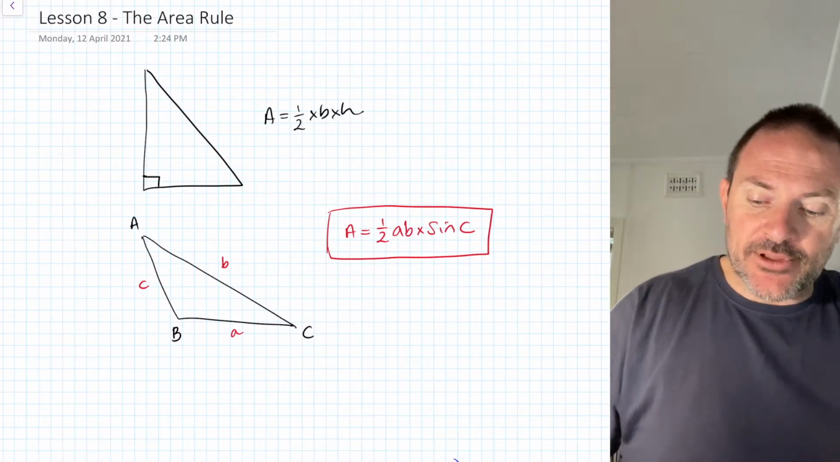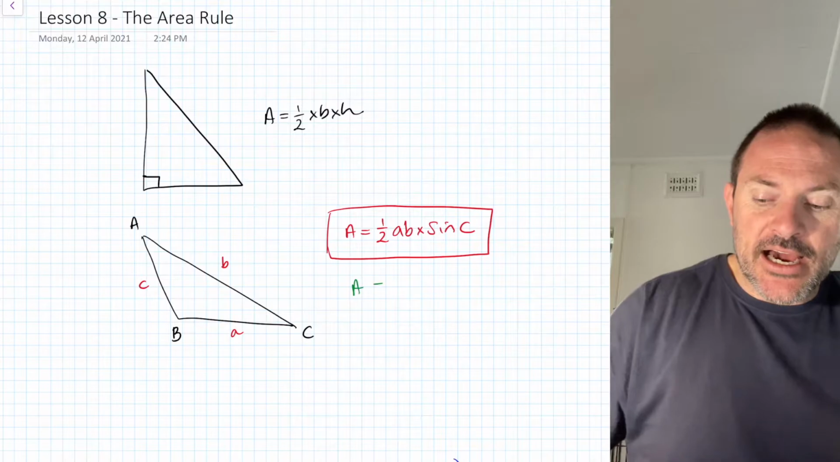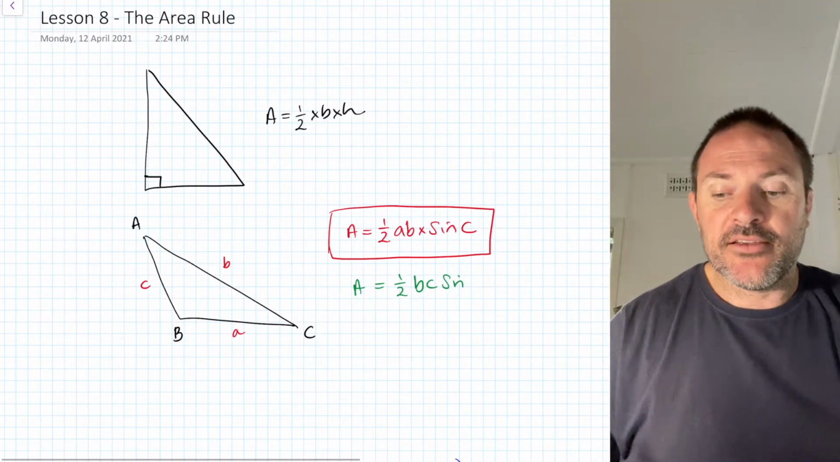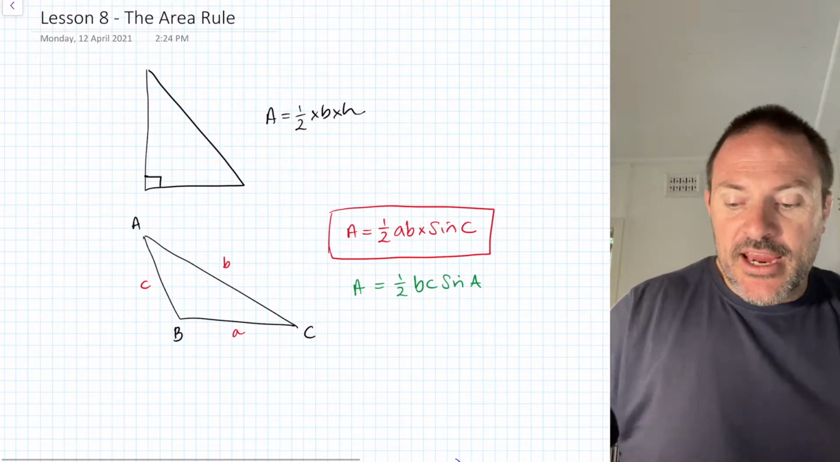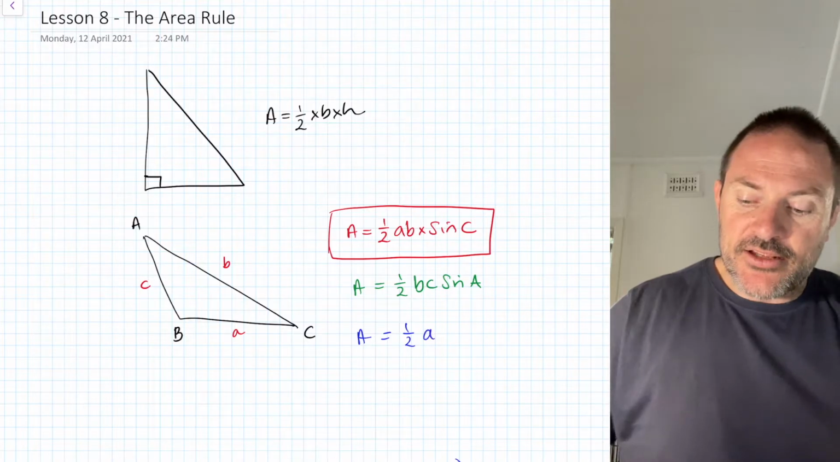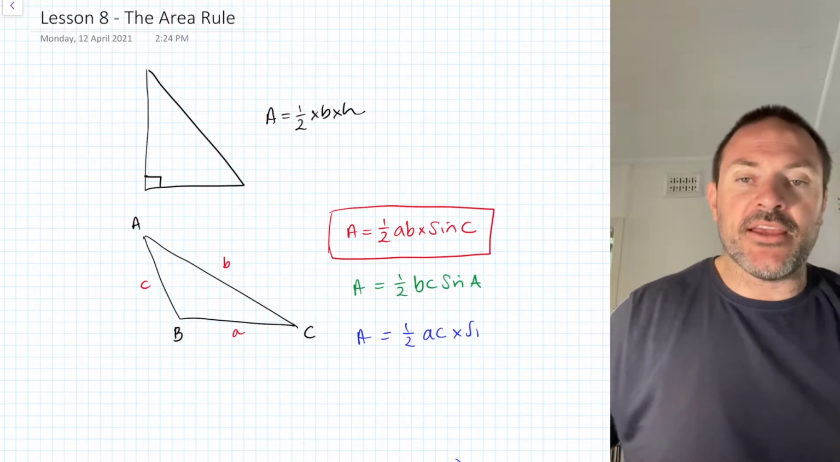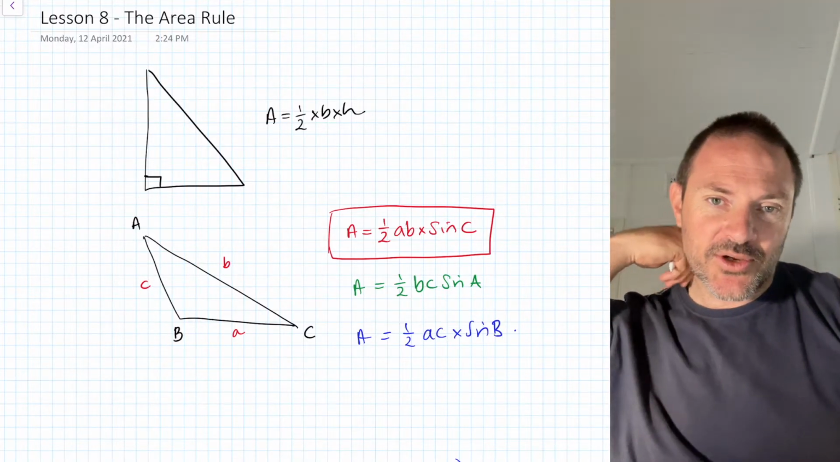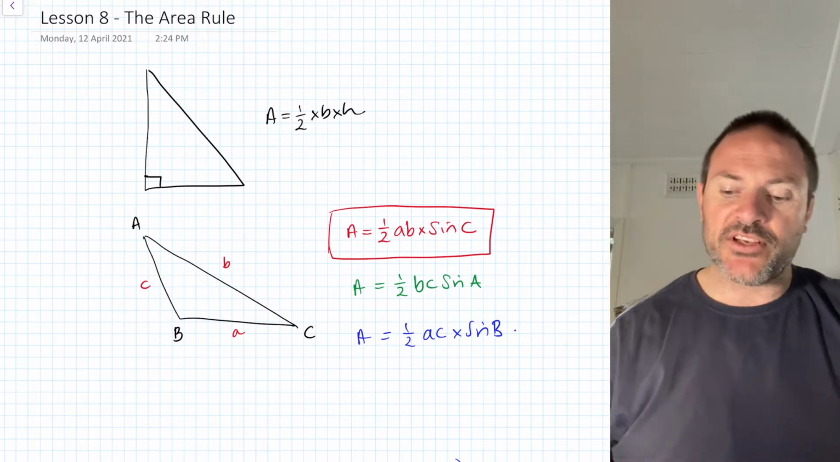I could have said something like this: area equals half times B times C times sine of A. I could have even said this: area equals half A times C times sine of B. Now, there are lots of ways that we could do this, you can see.